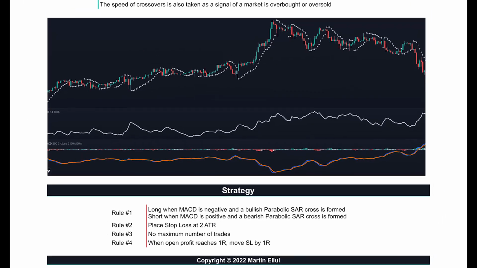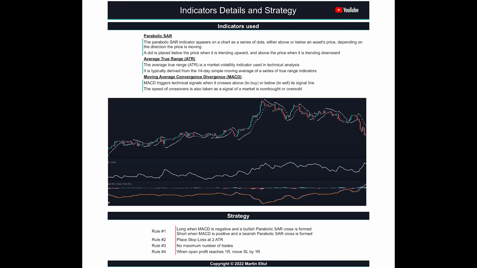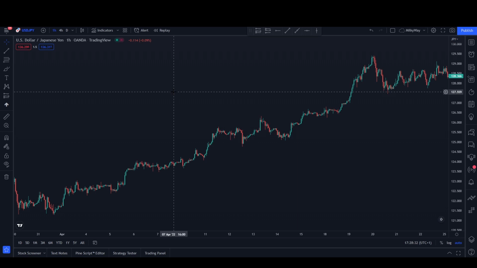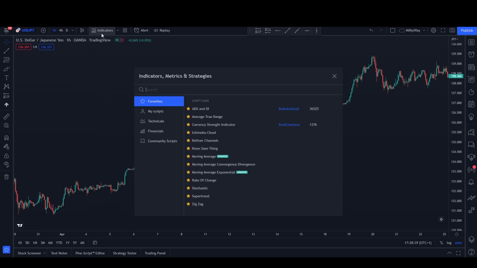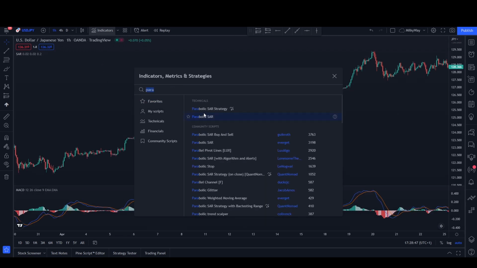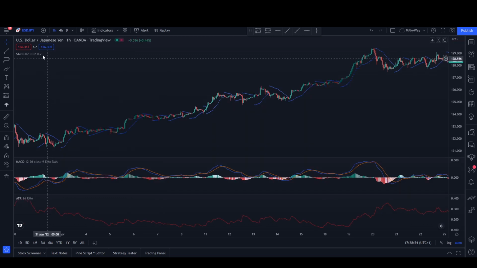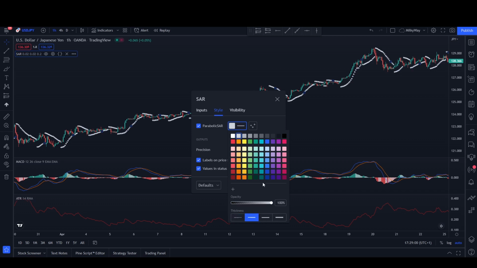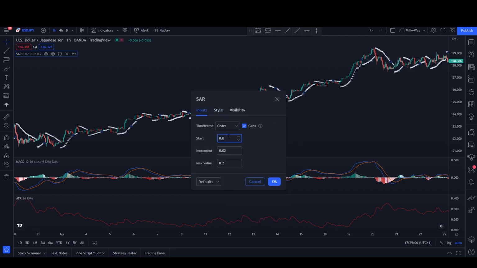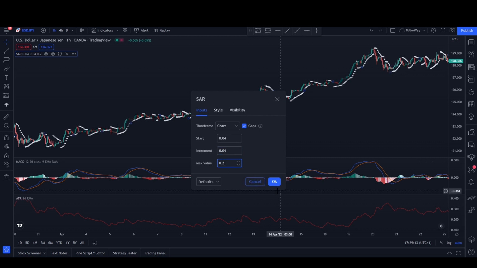So let's get on the charts now so I can show you a few examples and then we'll dive into the backtest. All right, so here we are on the charts. We've got USD JPY on the 1-hour time frame. We'll go ahead and add the 3 indicators that we're going to be using. So we've got the MACD, parabolic SAR, and the average true range. We'll go ahead and change the settings for the SAR. So change it to slightly thicker. And this is 0.04, 0.04, and this is 0.02 by default.